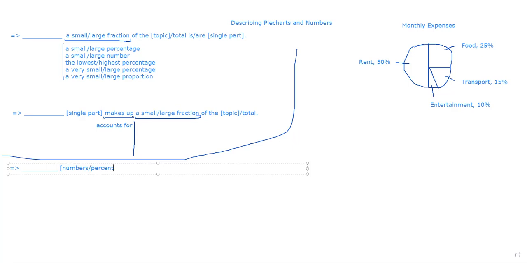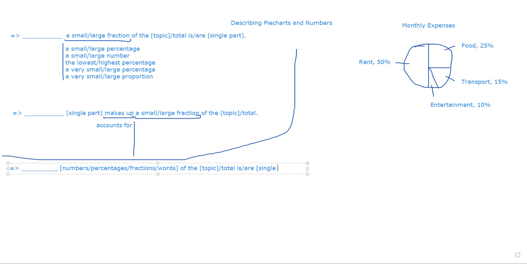Percentages or maybe fractions, ভগ্নাংশ, or maybe words. We can spell out the numbers by writing words. বানান করে আমরা সংখ্যাগুলো লিখতে পারি, and the rest are the same of the topic, or you can simply say of the total. Then the single part.